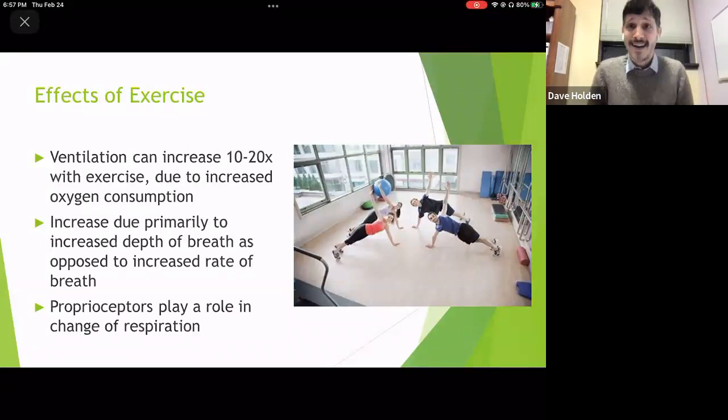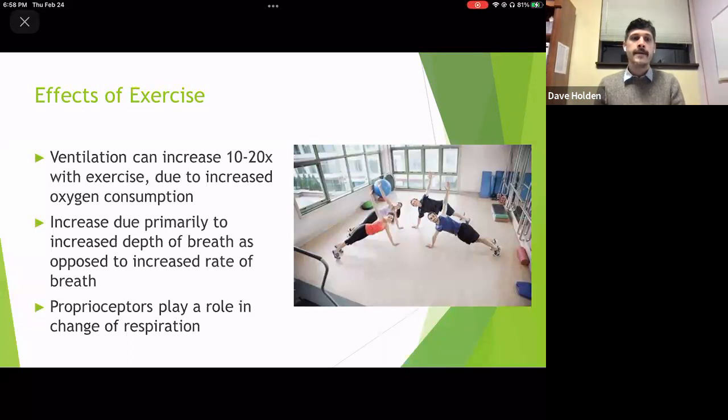The effects of exercise. Exercise works wonders for just about every system of the body, but it's very good for your respiratory system. Breathing will increase 10 to 20 times with exercise. So remember we said normal breathing rate was like 10 to 20 breaths per minute. We're talking about 60 to 120 breaths per minute when you're exercising. This is due to increased oxygen consumption. Why are you breathing so much? Because I'm burning a lot of air, bro.